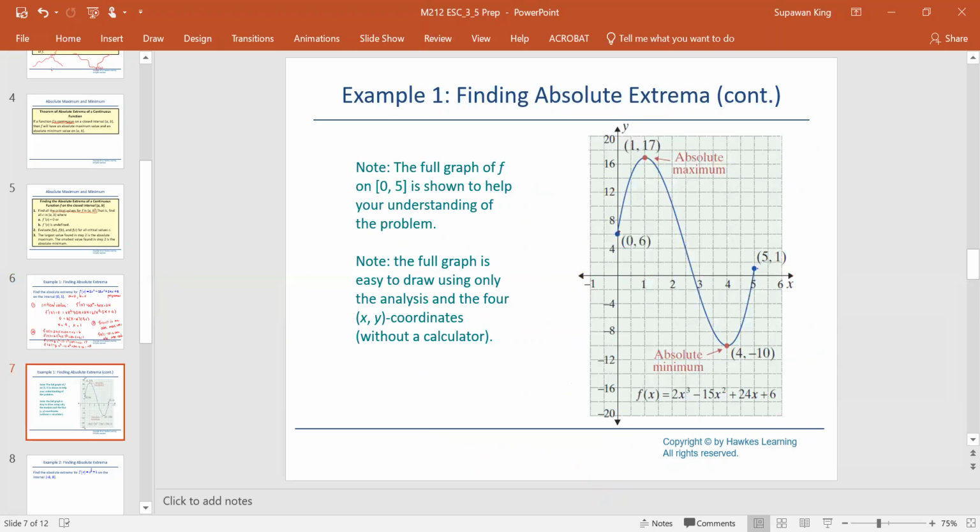I will look at the graph. The two endpoints at 0 and at 5: the function value at 0 is 6, and the function value at 5 is 1. The two critical numbers, x equals 1 and x equals 4, have slope 0, or a horizontal tangent, at those points. The function value at 1 is 17. The function value at 4 is negative 10. So we have the graph that looks like this, showing that x equals 1 gives the absolute maximum value, and x equals 4 gives the absolute minimum value of this function.